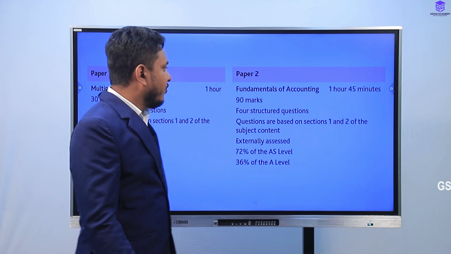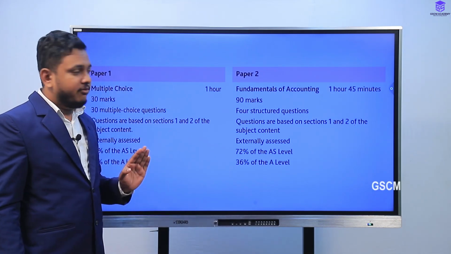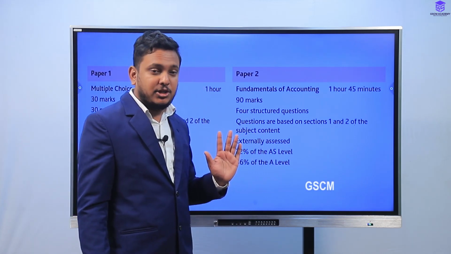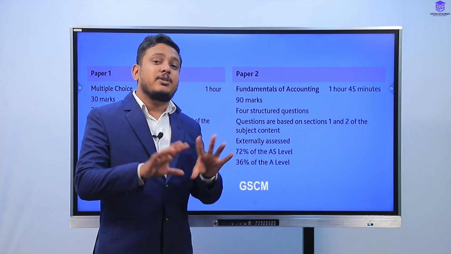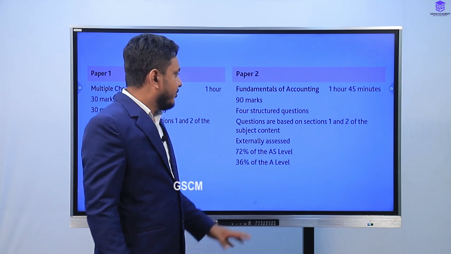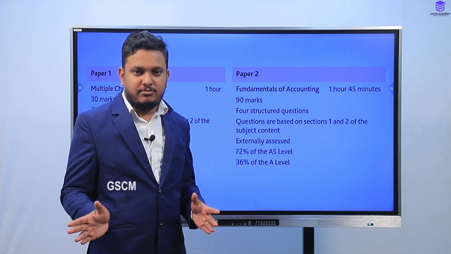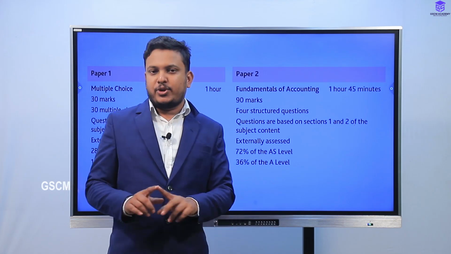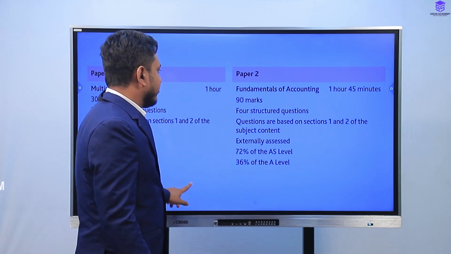Now paper 1, 1 hour will be given. For paper 2, 1 hour and 45 minutes. That's the duration, and 90 marks will be awarded. There are 4 structured questions, which means you are required to show the steps. Again, the questions are based on AS level topics. Once you're done with paper 1 and paper 2, you can get the AS certificate, the AS qualification.